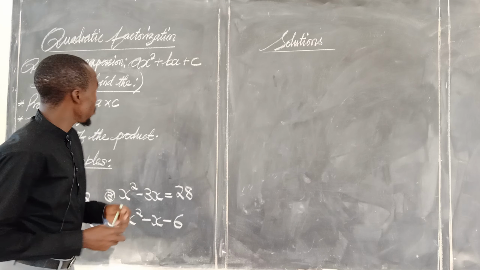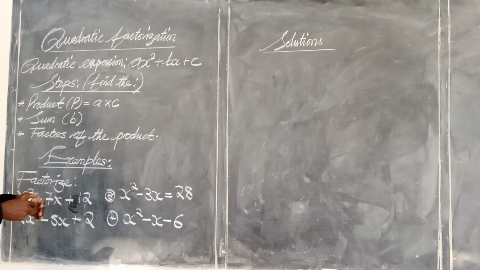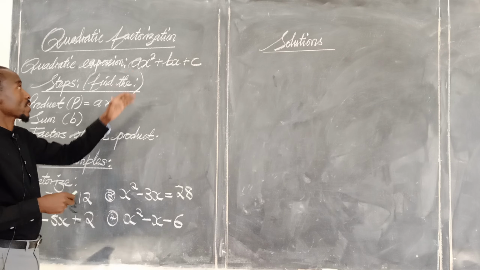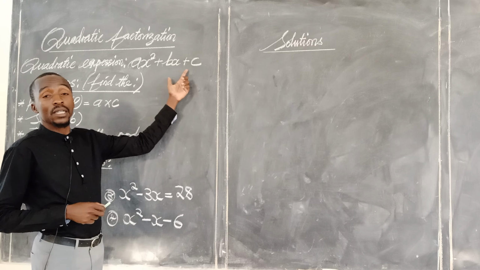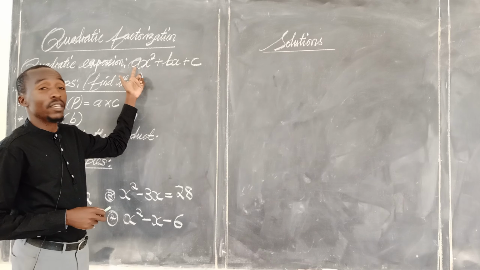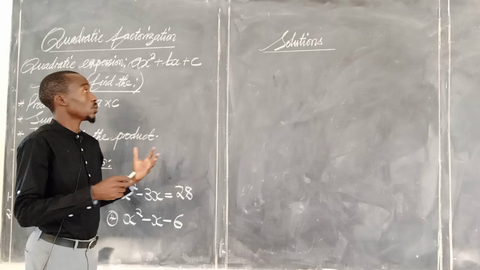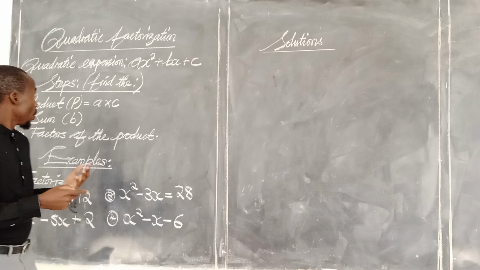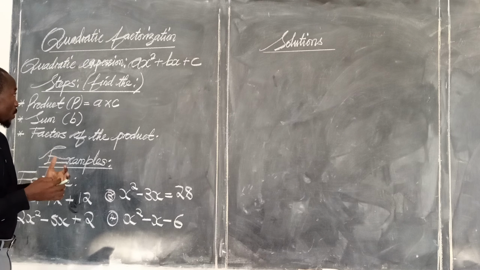Okay, so today we're going to look at quadratic factorization. Now, how do we factorize a quadratic expression? A quadratic expression looks like this: ax squared plus bx plus c. The number with the x squared is your a. The number with the x is your b, and the constant is your c.